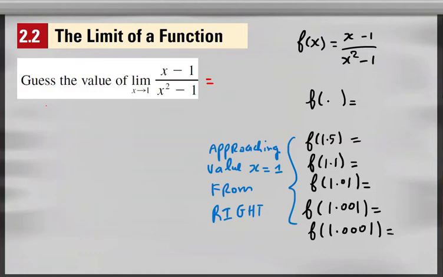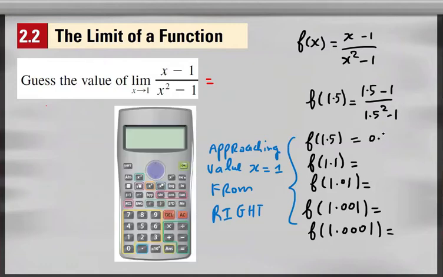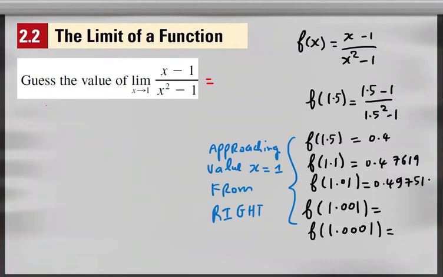1.0001. F of 1.5 is 1.5 minus 1 divided by 1.5 squared minus 1, which is 0.4. F of 1.1, which is 1.1 minus 1 divided by 1.1 squared minus 1, is 0.47619. F of 1.01 is 0.497512.